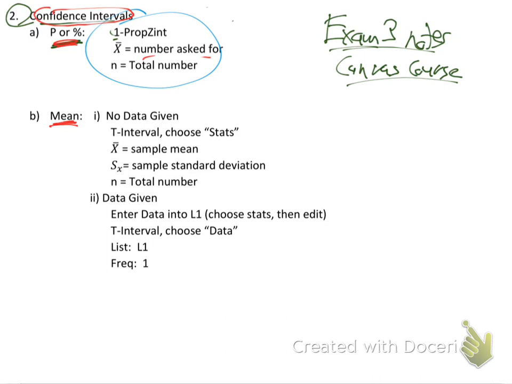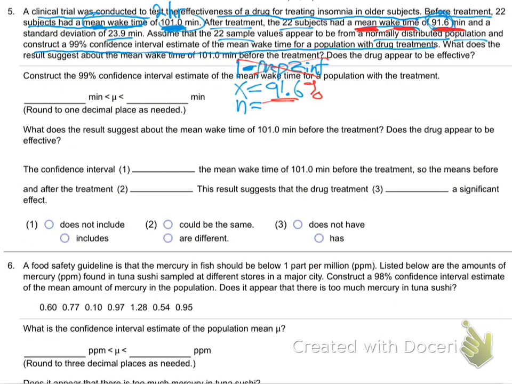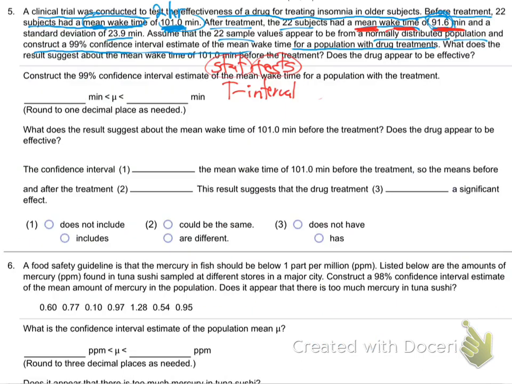Okay, so now we're doing no data given. We'll do a data one in a minute. This is no data given, so choose T interval and stats. So let me get rid of this. This was all wrong. So we're going to go to stats, tests, and then we'll choose T interval. We're choosing T interval instead of 1 proportion Z interval because it's not proportions. It's mean, right? It's mean right there. T interval.